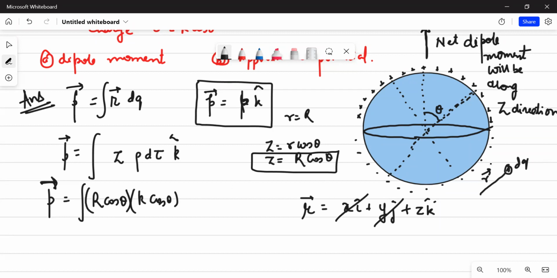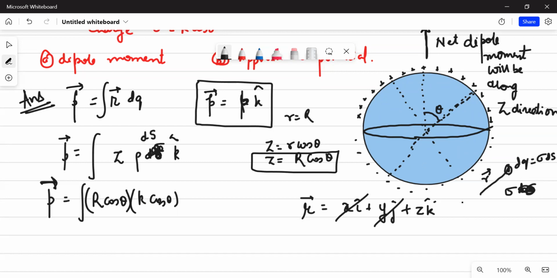What will be d tau? On the surface, d tau cannot be used. This should be sigma ds, because all the charge is on the surface only. So how will you write dq? dq can be written as sigma into dA or ds. So I can write dq as sigma ds. Is that clear or not clear?